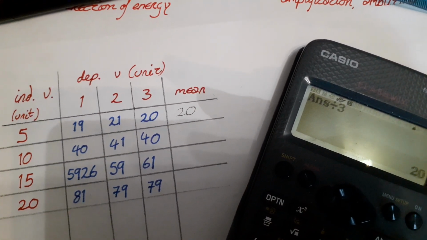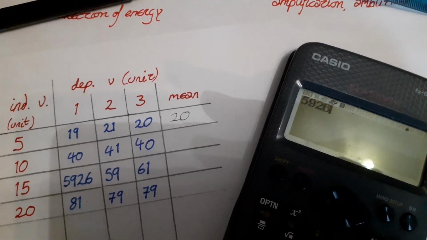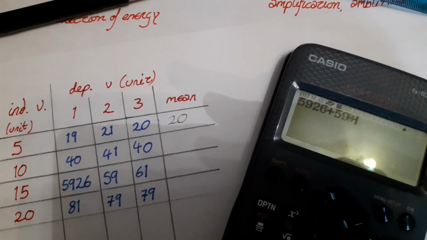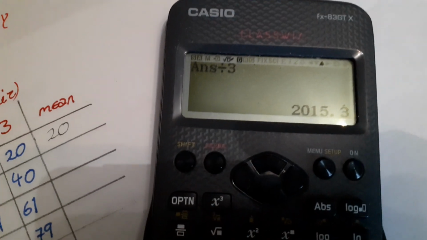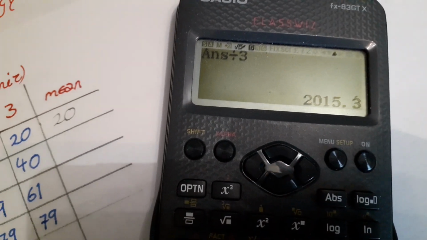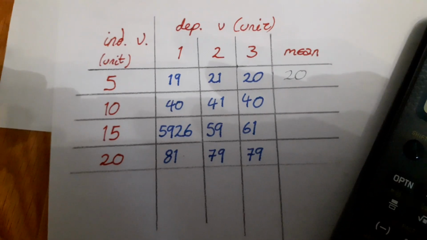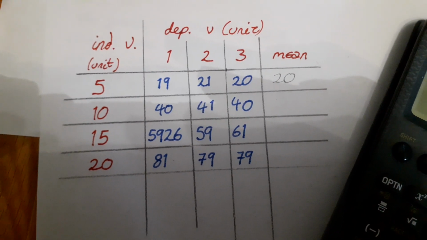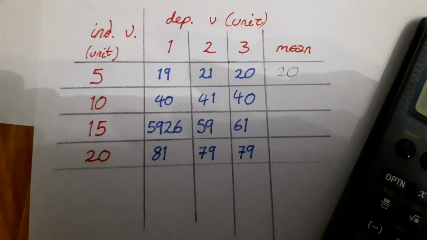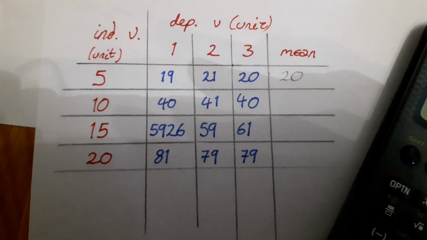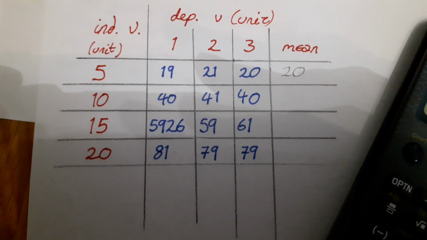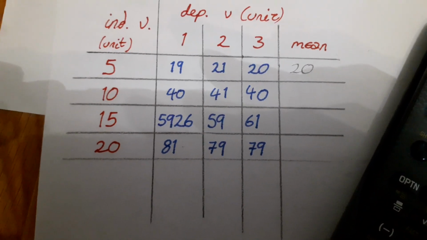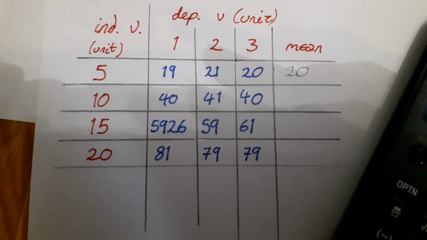Number 15, we've got 59, 26 plus 59 plus 61. Okay, and we're going to divide that by 3. And that gives us 2015.3. Now, do we think that the answer is going to be an average of 2015.3? Maybe not. Maybe there's an itty-bitty problem here. I wonder if you can see the itty-bitty problem.